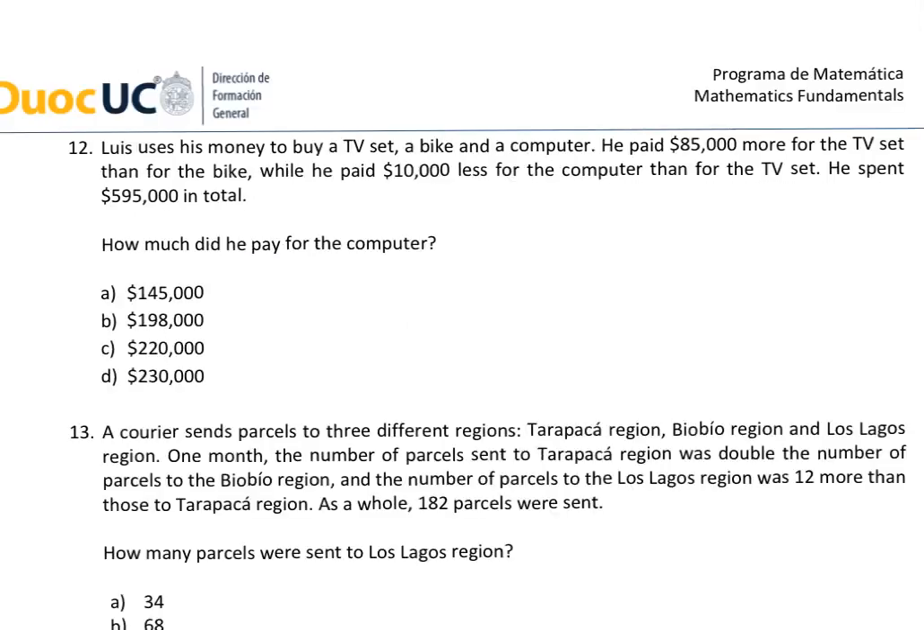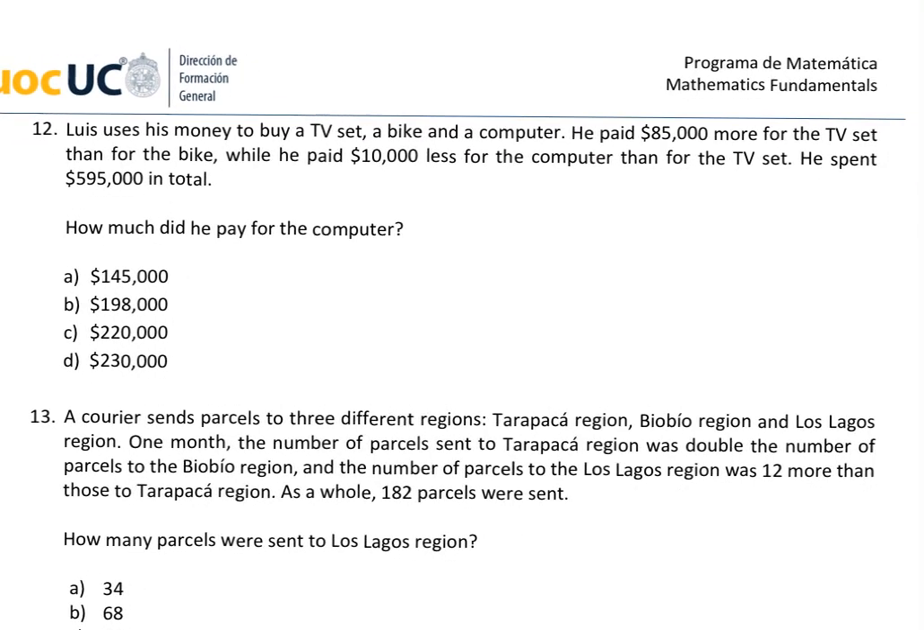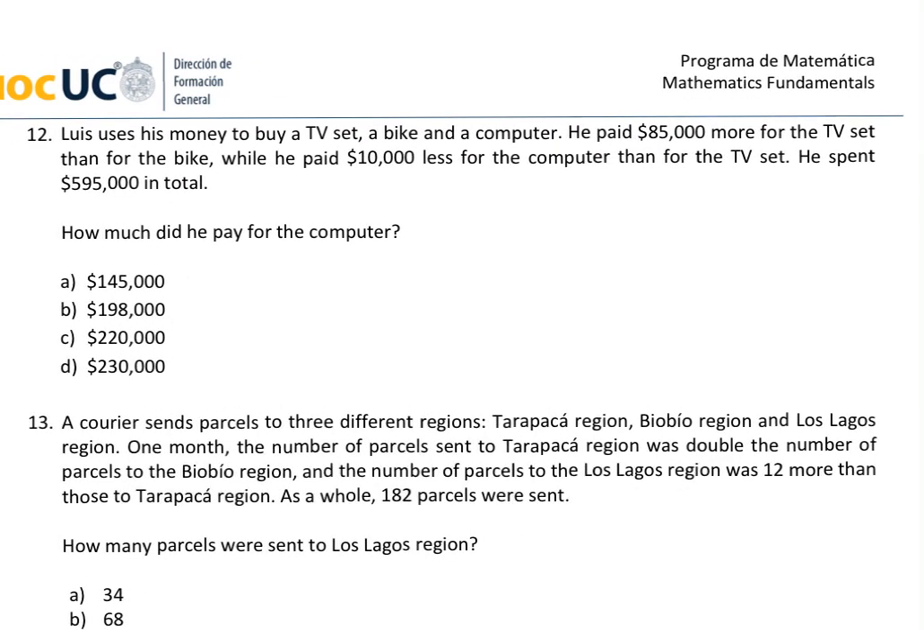Yay, another one. So, number 12. Luis uses his money to buy a TV set, a bike, and a computer. He paid 85,000 pesos more for the TV set than for the bike, while he paid 10,000 pesos less for the computer than for the TV set. He spent 595,000 pesos in total. How much did he pay for the computer?